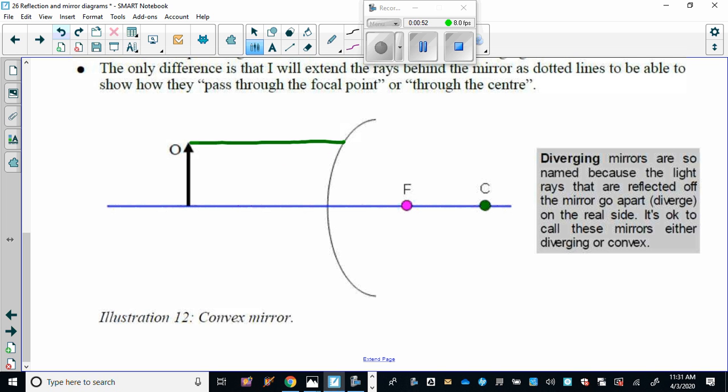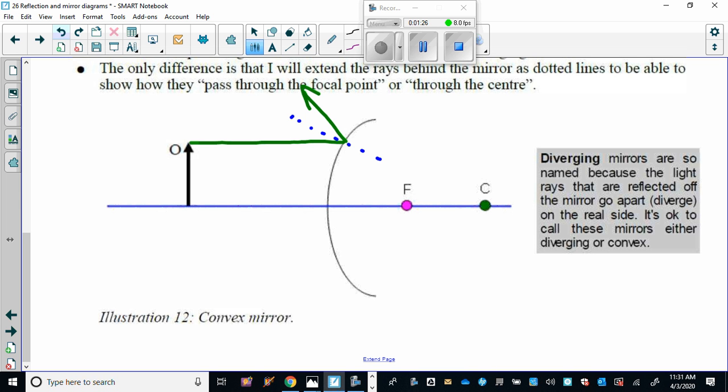Because of the angle, the law of reflection, the normal at this point is something like this. Maybe not like that. Let's try that again. So more like this. And so your reflected ray goes generally in this direction. And that's why it's called diverging, because the rays are going to diverge. So the ray goes that way.